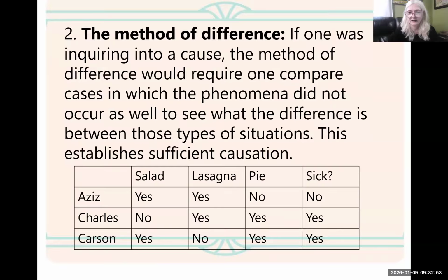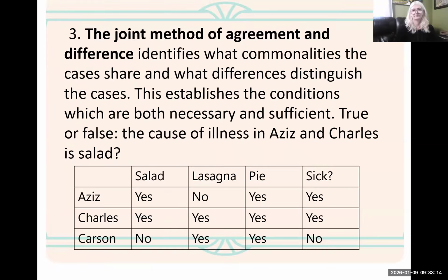So on this case, we look at the last part and is the person sick or not? Aziz is not sick. Everyone else is. The only thing that he failed to eat that they both ate was pie. Therefore, pie is the sufficient causation. It was enough that they ate that to get sick. So the joint method of agreement and difference identifies what commonalities the cases share and what differences distinguish them. It establishes the conditions which are both necessary and sufficient.